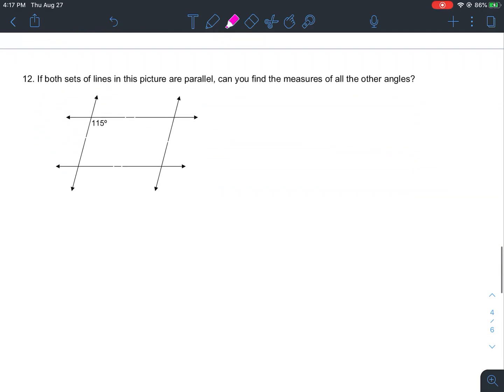One last time, pause the video and try number 12. Basically, number 12, I give you one angle. You should be able to find the measures of all the other angles in that picture. There are 15 other angles that you should be able to find. So do that now.